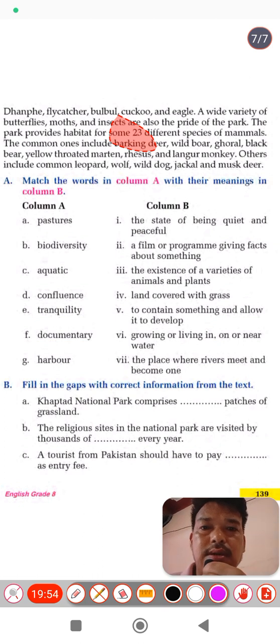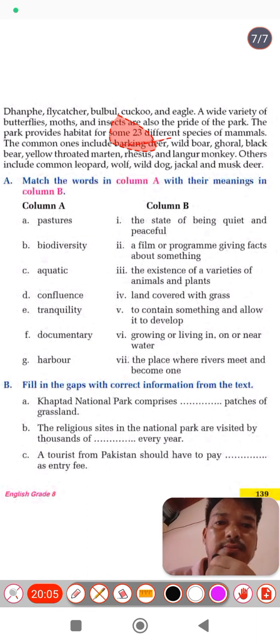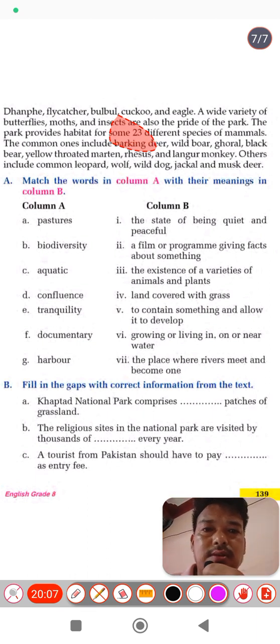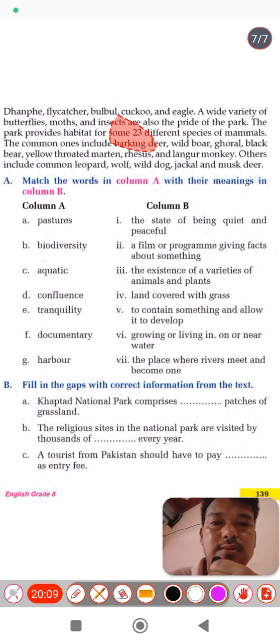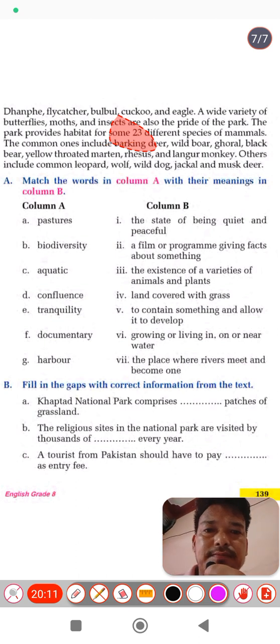So the park provides habitat. Habitat means home, shelter, natural environment for some 23 different species of mammals. So students, there are 23 species of mammals in the park. The common ones include barking deer, yes, barking deer.